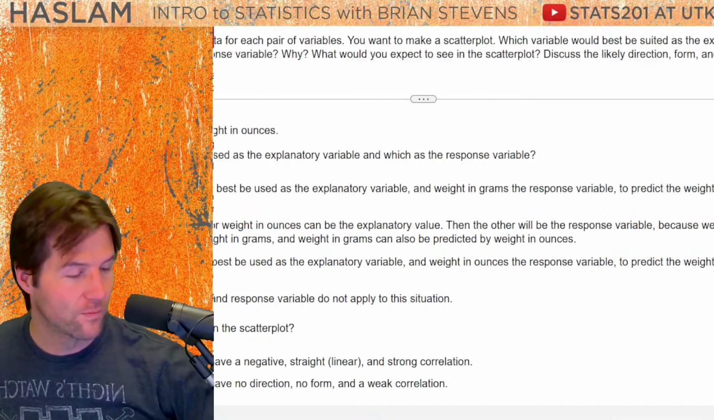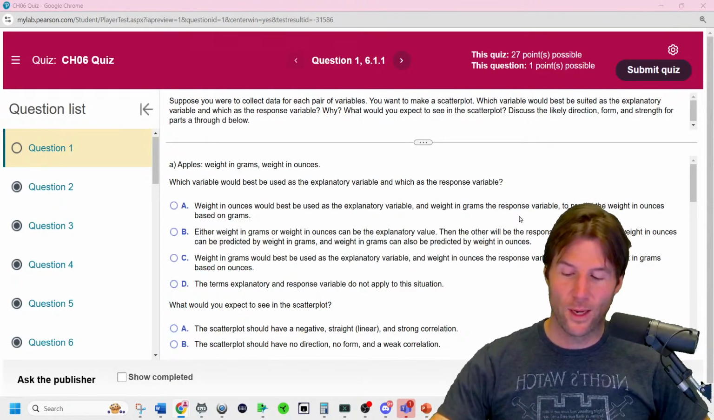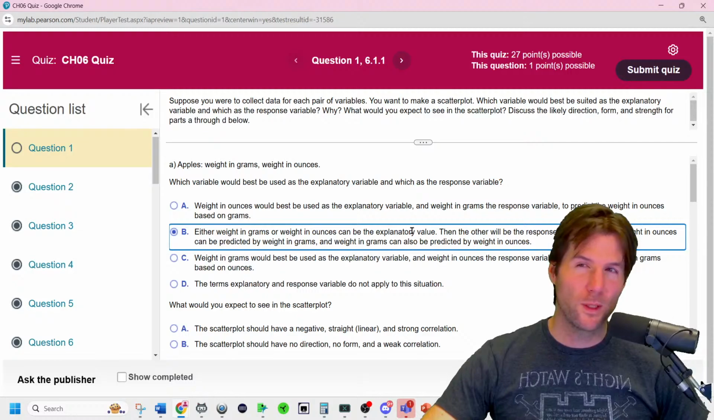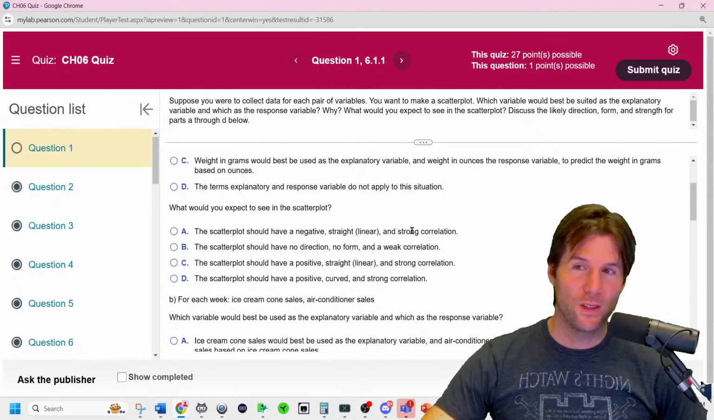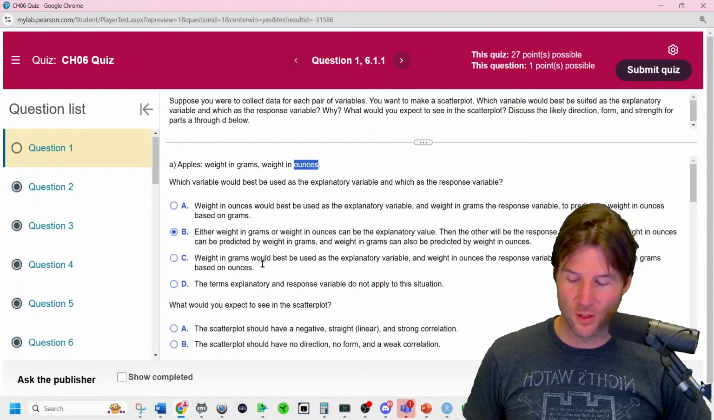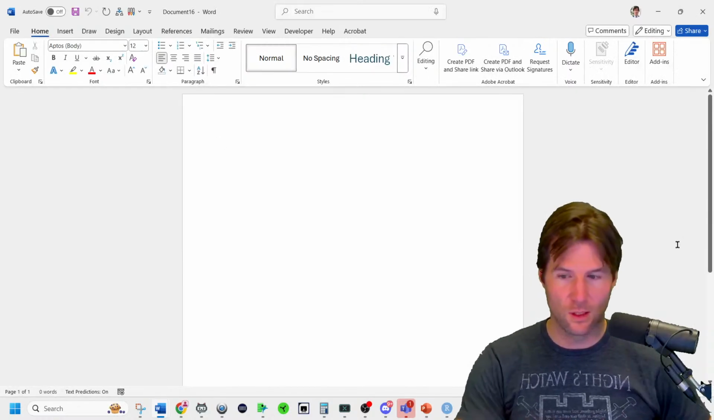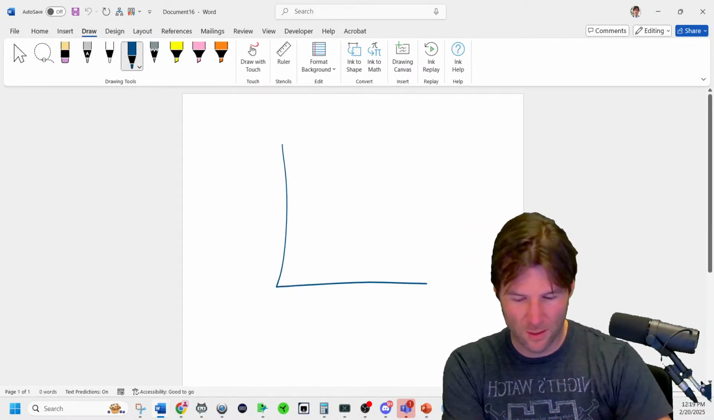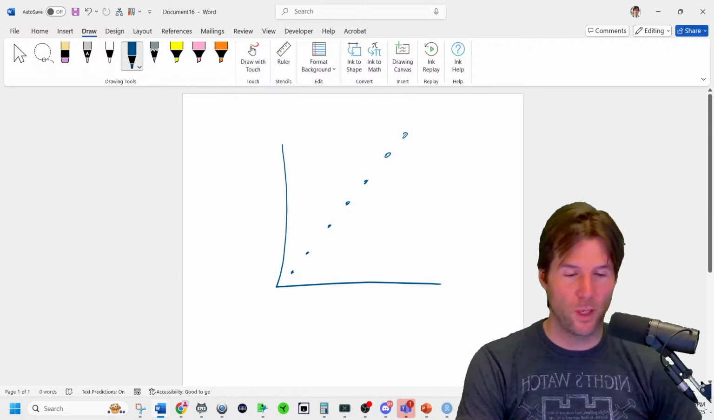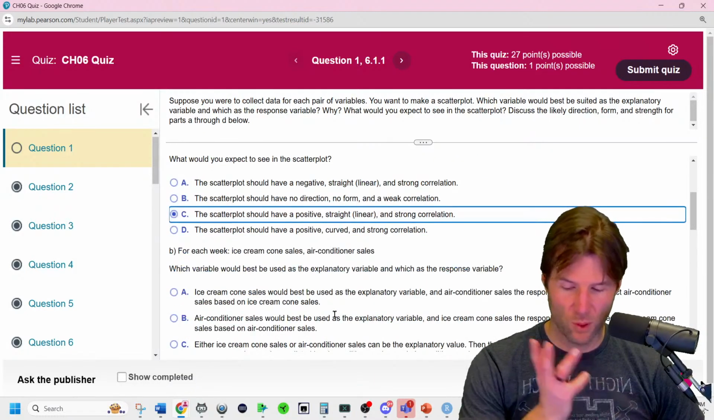Let's do this question. So we're obviously talking about the weight of an apple. And whether we use grams or ounces or whatever, it doesn't matter. So what would we see in this scatter plot? Well, weights in ounces, does it perfectly explain weight in grams? If you know something's weight in ounces, would it perfectly explain its weight in grams? Could you just mathematically calculate that? You would see, yeah, it would literally just be this. It would be a perfect linear positive relationship because it's a mathematical calculation. So it'd be positive linear with perfect correlation.